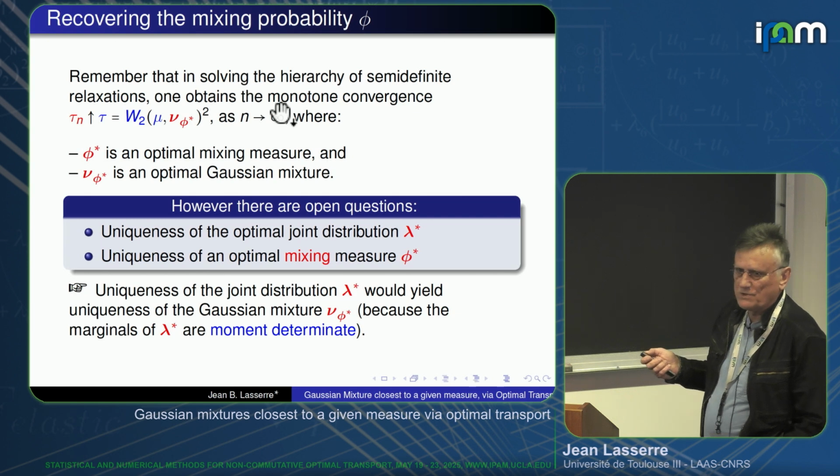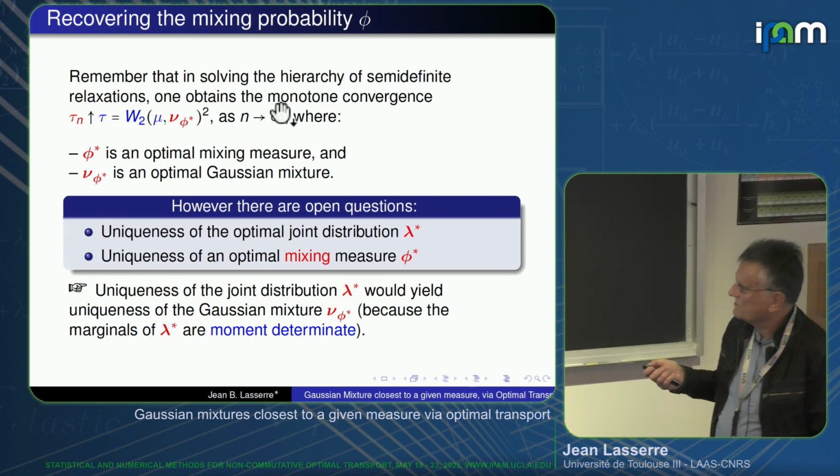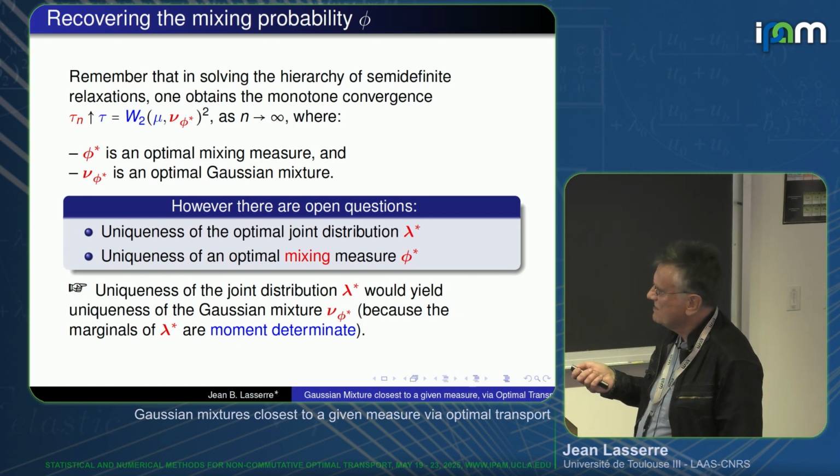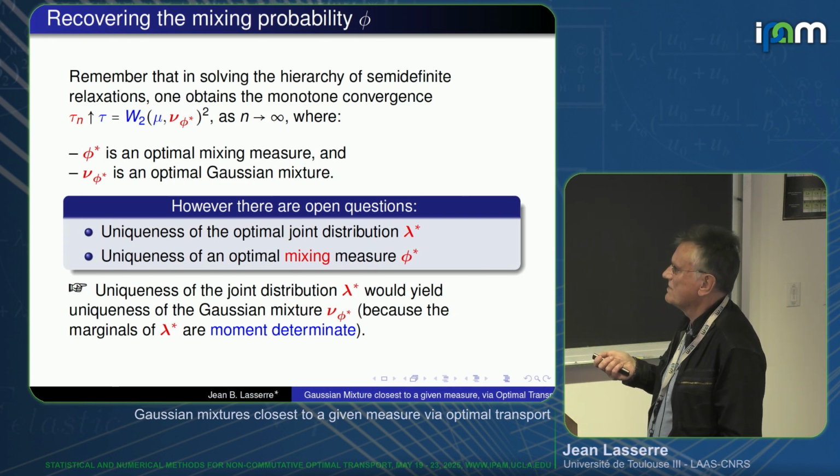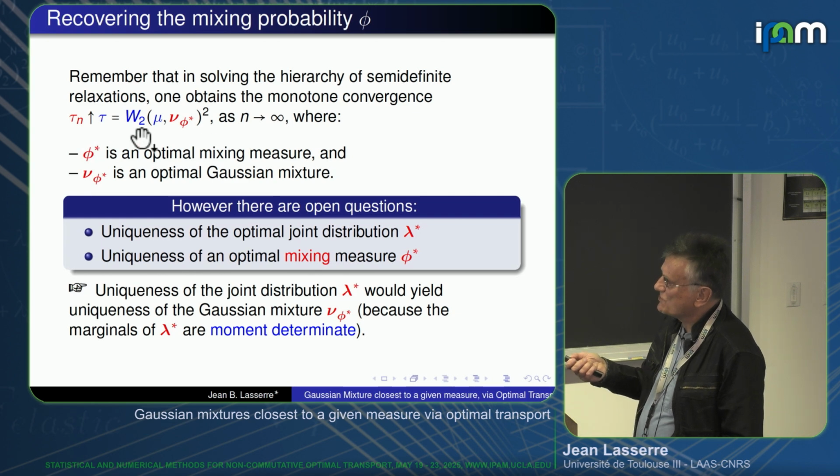Of course, this was a theoretical result about the existence, the optimal value, and the existence of an optimal solution. So we know that the cost converges to what we want, and there are not necessarily unique solutions.